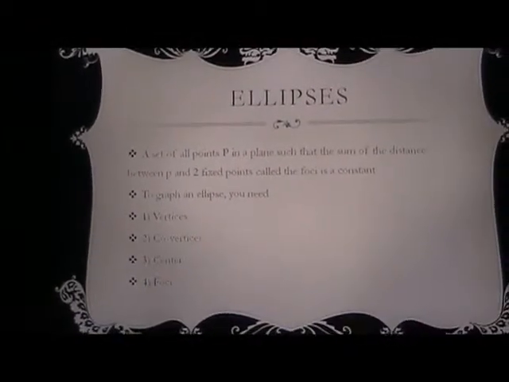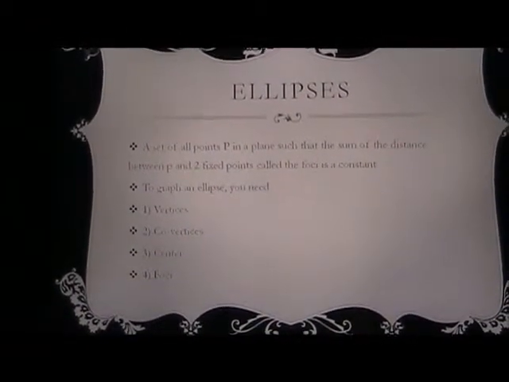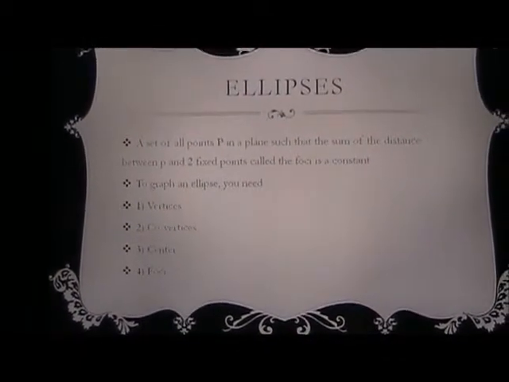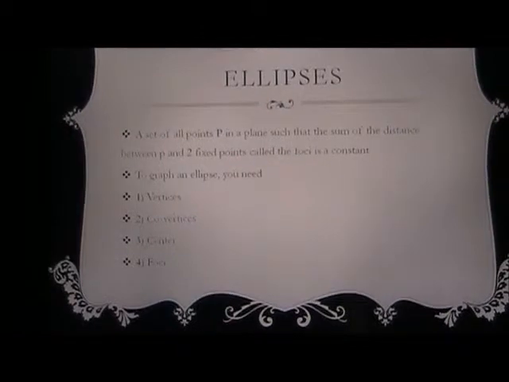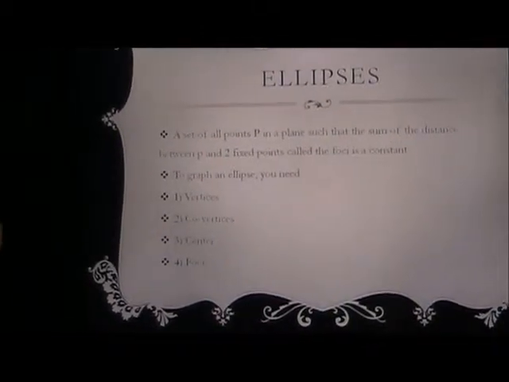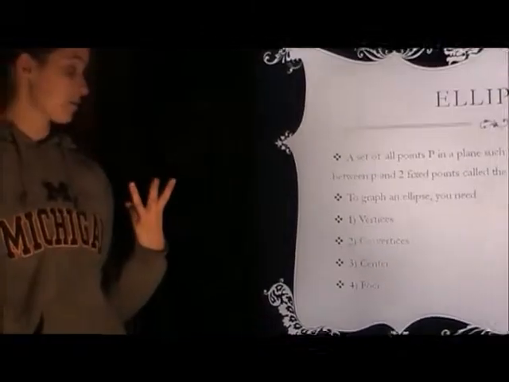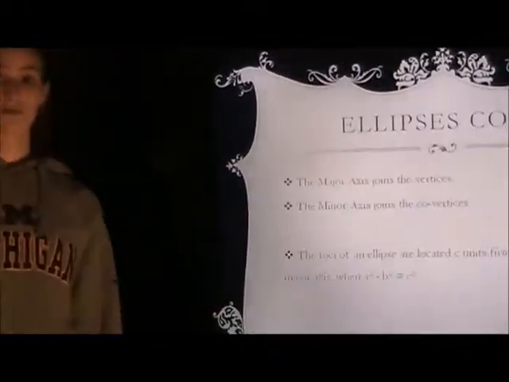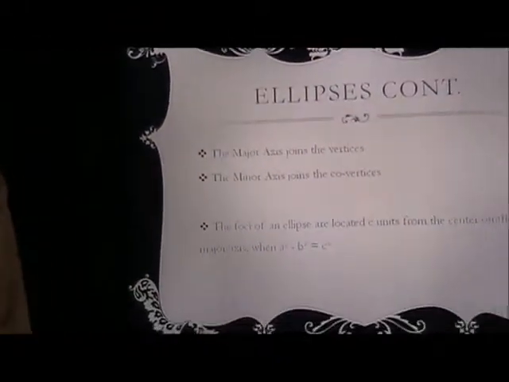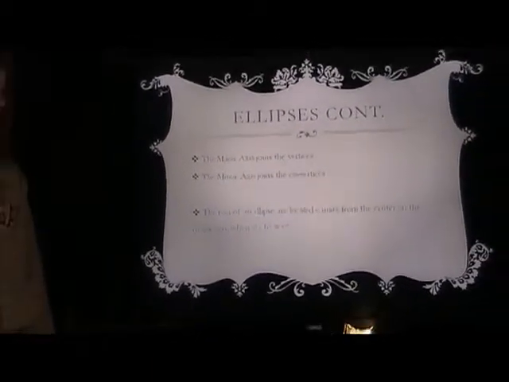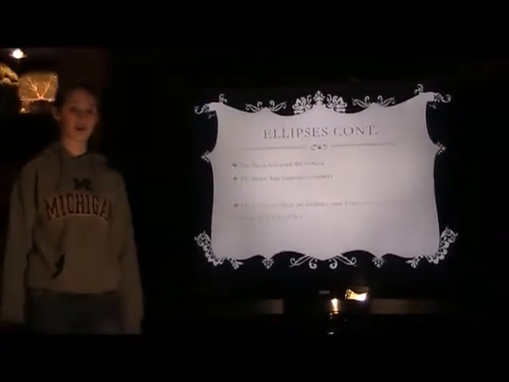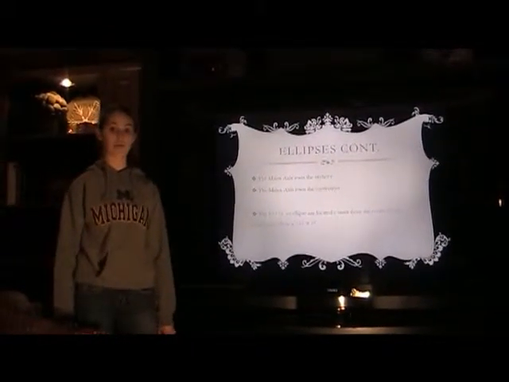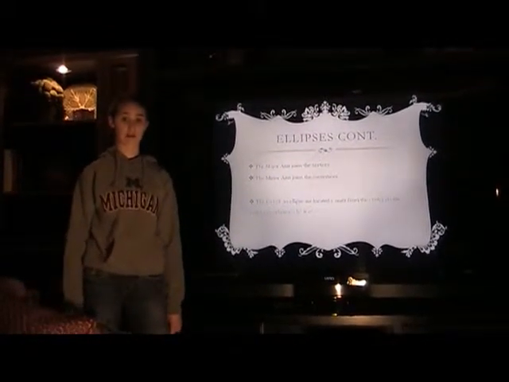Ellipses. A set of all points P in a plane such that the sum of the distance between P and two fixed points called the foci is a constant. To graph an ellipse, you need vertices, co-vertices, center, and foci. The major axis joins the vertices. The minor axis joins the co-vertices. The foci of an ellipse are located c units from the center on the major axis when a squared minus b squared equals c squared.